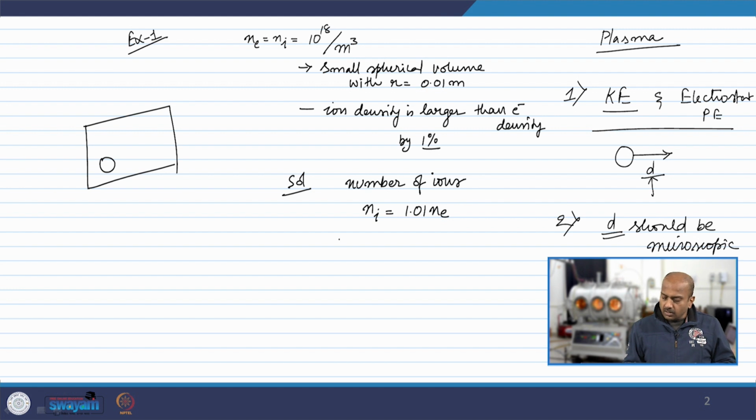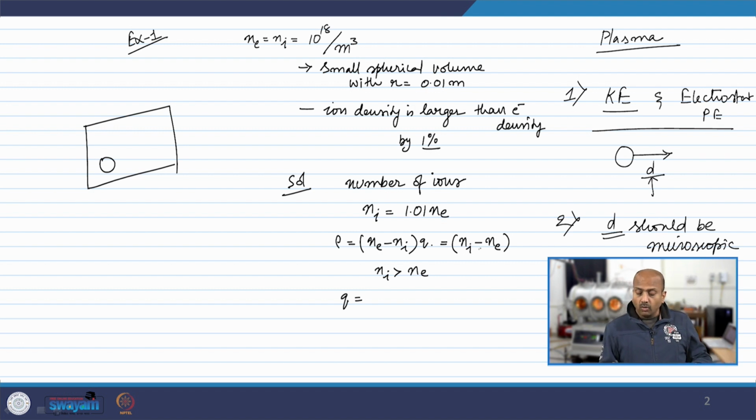So, the total charge density, let us say rho, is Ne minus Ni times the charge. This is the formula, right. But in our case, the number of ions is greater than the number of electrons. So, the total charge has to be written as Ni minus Ne, the number of particles per unit volume, multiplied by the individual particle charge. So, we will have charge per unit volume, right.